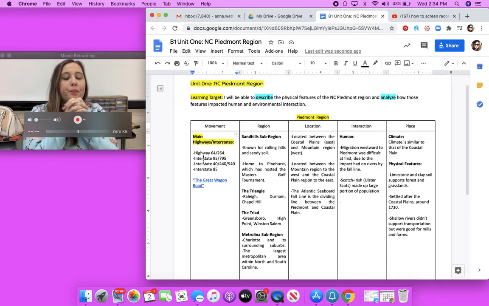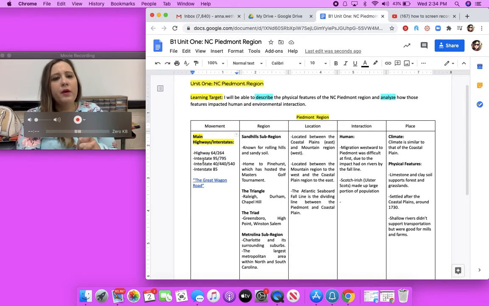And now the Great Wagon Road that I have here, that was a road that was traveled back during the settlement period. But it was very important for travel from Pennsylvania down through Georgia. And it went through the Greensboro, High Point area, maybe Burlington. They're all in there together, the Triad. Anyway, it was around the Triad area.